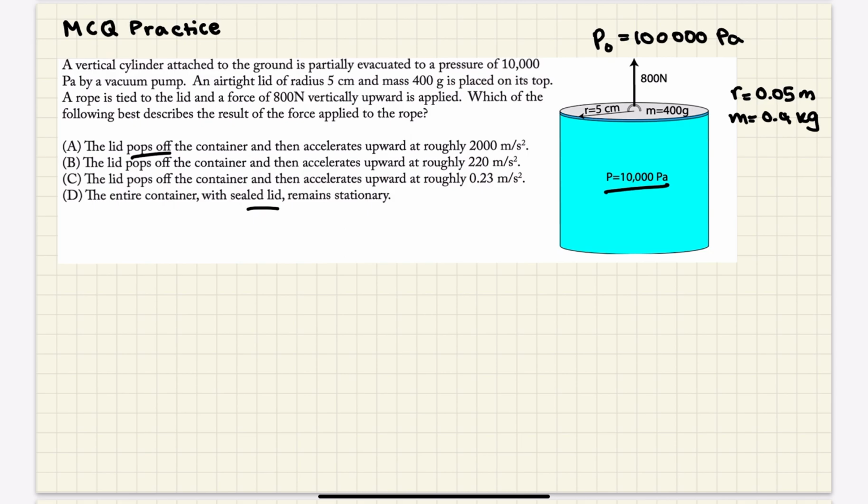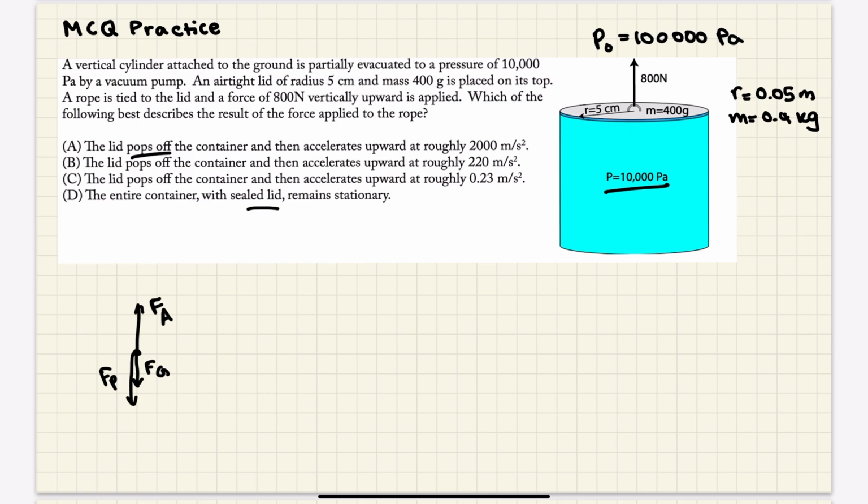So let's try drawing a free body diagram. We know there's the gravitational force of the lid. We also know that there's a pressure difference here, meaning there's also going to be a downwards force due to pressure. So I'm just going to call that FP. Now there's the upwards force that you're just applying, 800 newtons, so FA for applied force. We want to see if FA is greater than the sum of these two forces.